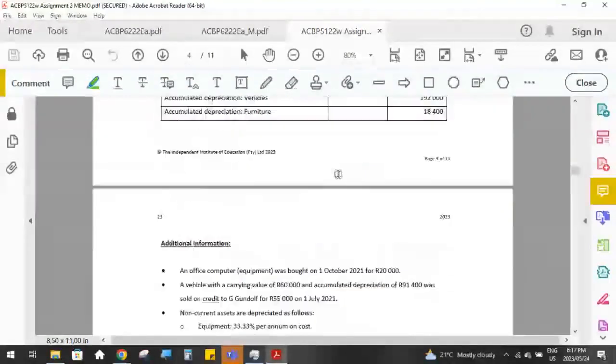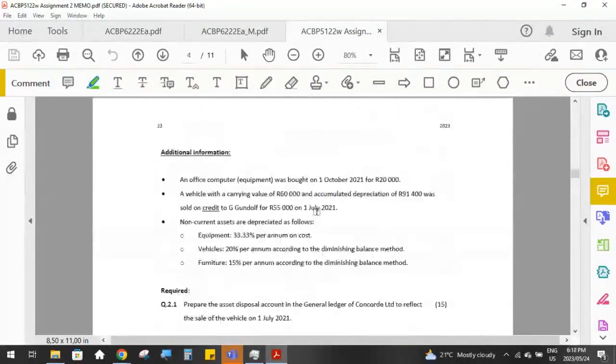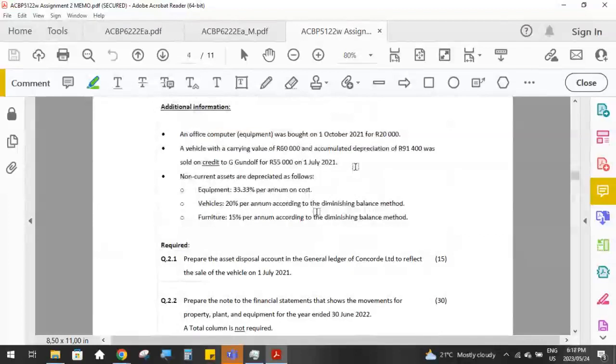So because we know that asset at cost minus accumulated depreciation equals carrying value, if we've got carrying value and accumulated depreciation, we can take carrying value plus depreciation, and that will give us the cost of the vehicle that was sold. So just simple little calculations like that you must be prepared for, and make sure that you understand what these amounts mean so that you can do those calculations by working out what they've given you.